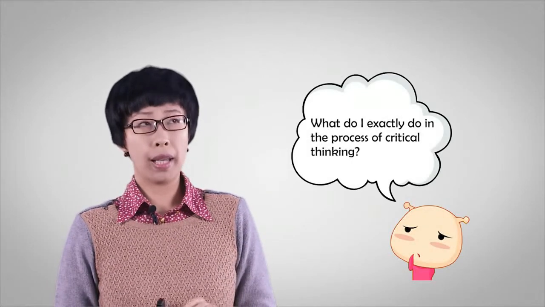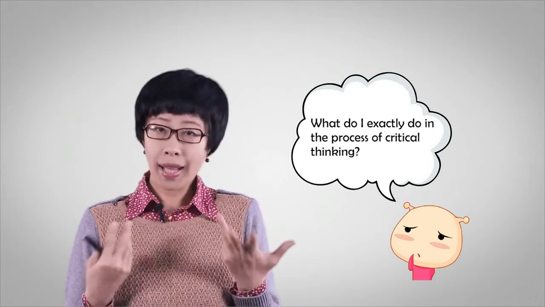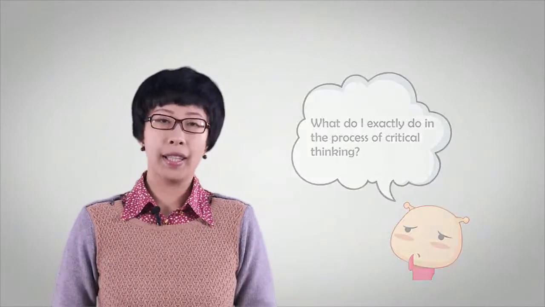But do you feel that this definition still sounds too vague and abstract? The process of making judgment. What do I exactly do in the process? What are some practical skills of critical thinking? Experts have identified 6 core cognitive skills of critical thinking: interpretation, analysis, evaluation, inference, explanation, and self-regulation.